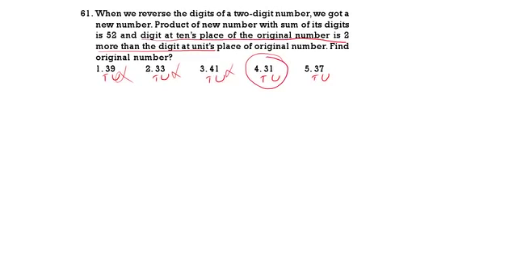When we reverse, we will get a new number. When we reverse 31, what is the new number? 13. The product of the new number with the sum of digits: what is 13 into 1 plus 3? 4, that is equal to 52. So all conditions are satisfied. So our answer is 31. 31 will be our correct answer. See the next one.